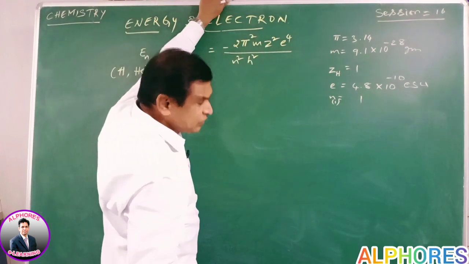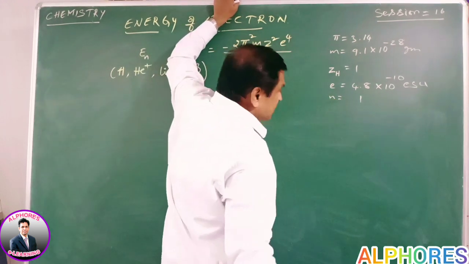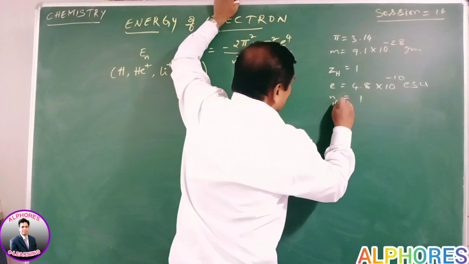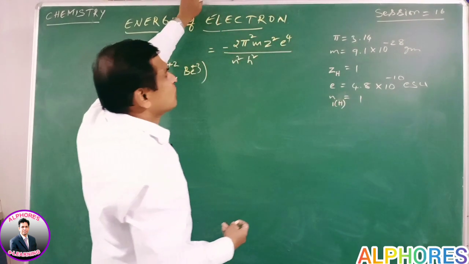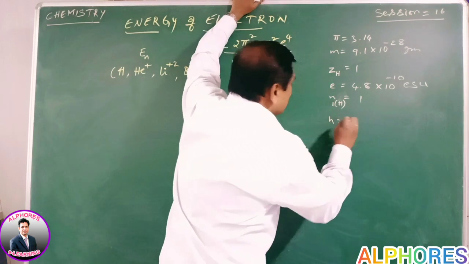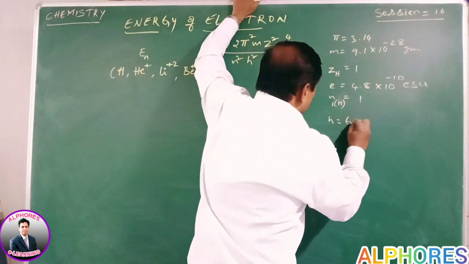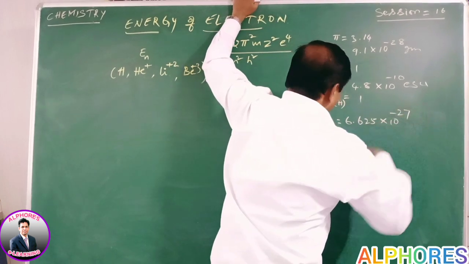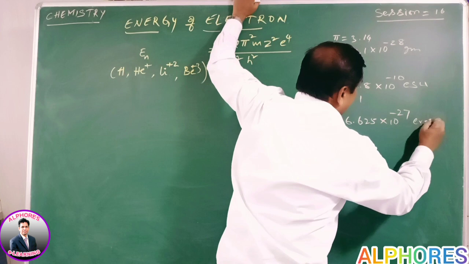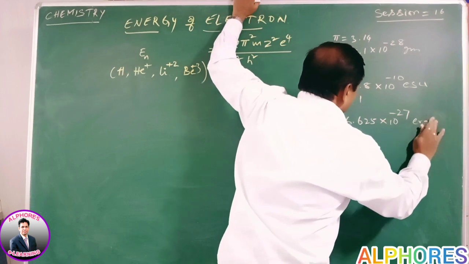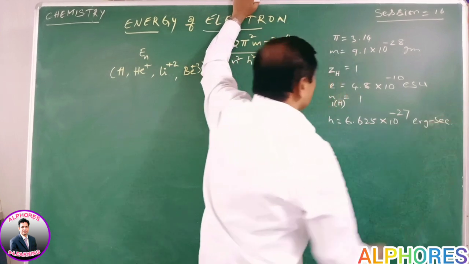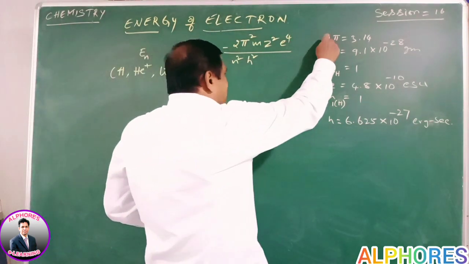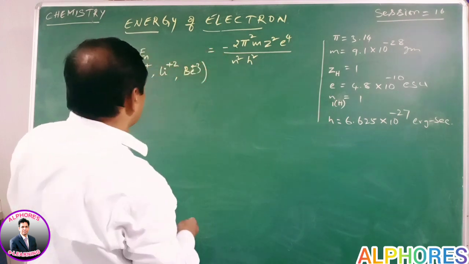Let us write it clearly: first orbit of hydrogen atom. h is Planck's constant, whose value is 6.625 into 10 to the power minus 27 erg second. Remember always, it is not per second, it is erg second. So we substitute these values in the formula.